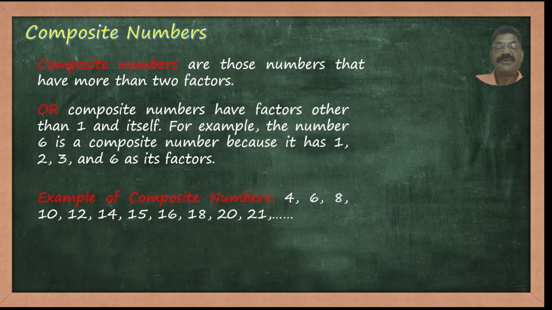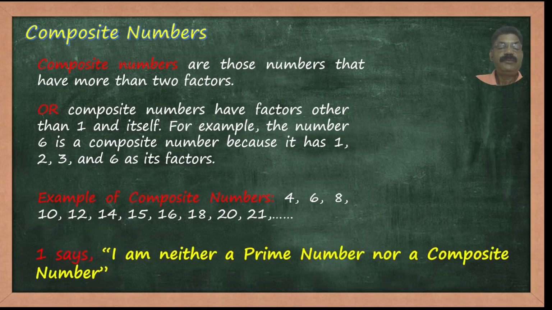Examples of composite numbers: 4, 6, 8, 10, 12, 14, 15, 16 and so on. All these numbers are not only divisible by 1 and itself. In between, there are divisors. So these numbers have more than 2 factors. So these are all composite numbers. What about 1? 1 is neither a prime number nor a composite number. This fact you have to remember.